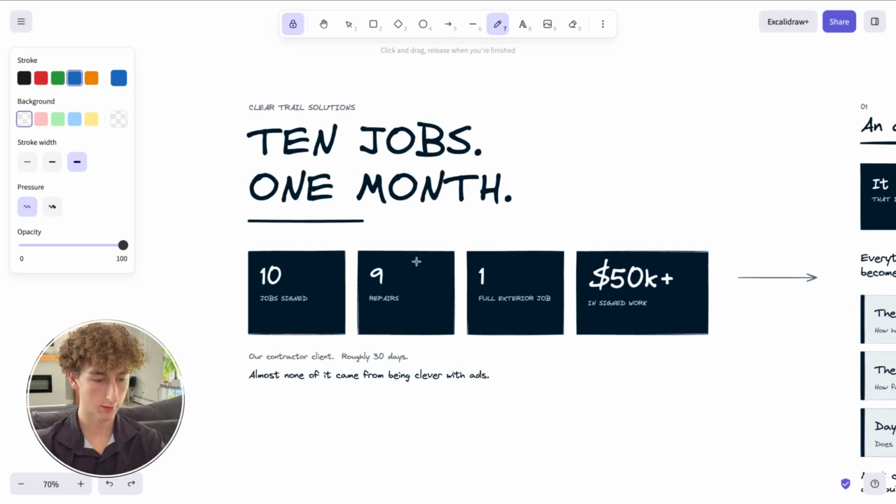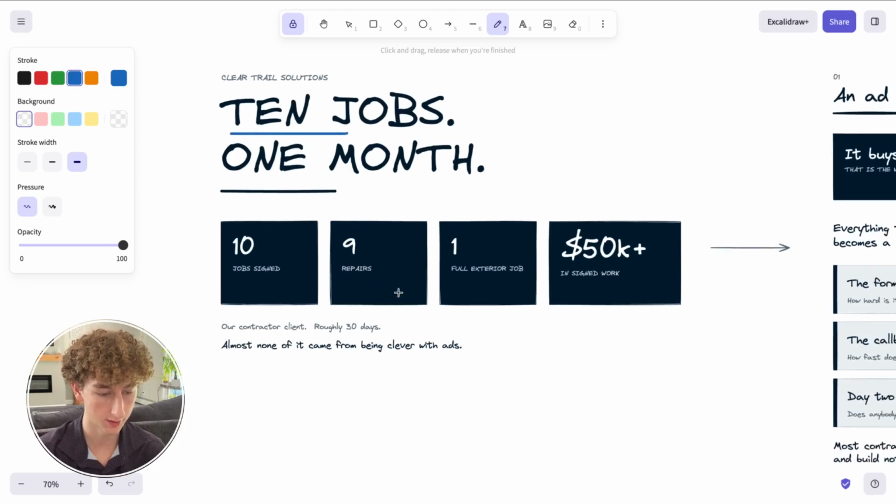Okay, so first thing I want to go over is what we've done in the past. I'm just taking a quick example of what we did for one of our contractors this past month. In the month of July, we got him 10 new jobs, literally in a month. He signed 10 of them. 9 of them were repairs. One of them was a full exterior job, and it amounted to around $50,000 in additional revenue on top of what he was already doing.